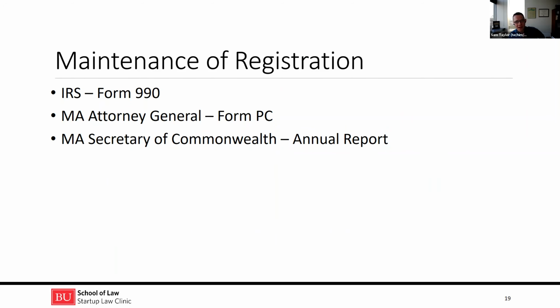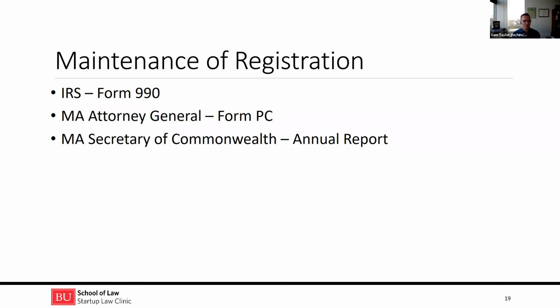Okay, so now you are fully formed. You've gone through all those documents. You've gotten your 501c3 status from the IRS. You've registered with the Attorney General's office. There's some documents that you're going to need to submit to various institutions on an annual basis. Okay, so this is kind of true with any company. There are annual filings you need to make.